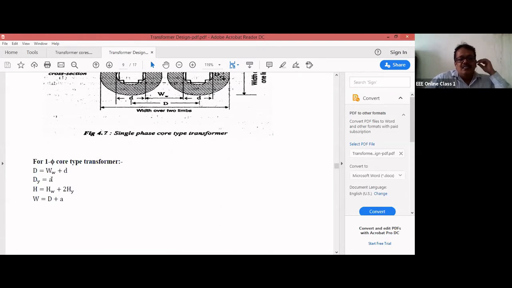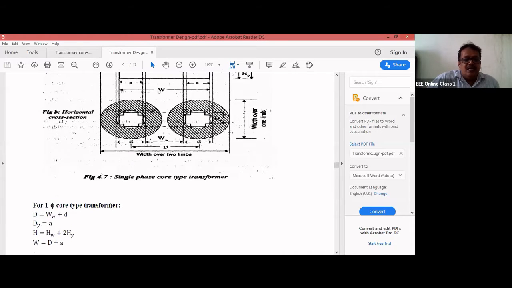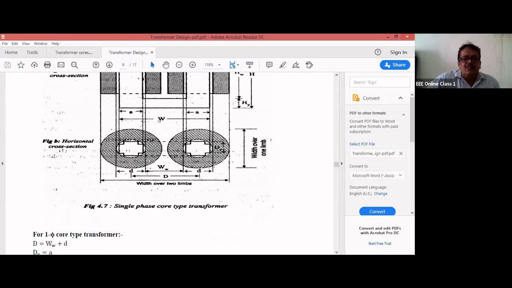So if you see here, D is something about WW plus D. How do you calculate D here? The width of the window plus half D plus half D, you will get the full D. Then dy, the depth of the yoke. The depth of the yoke is the width of the largest stamping.